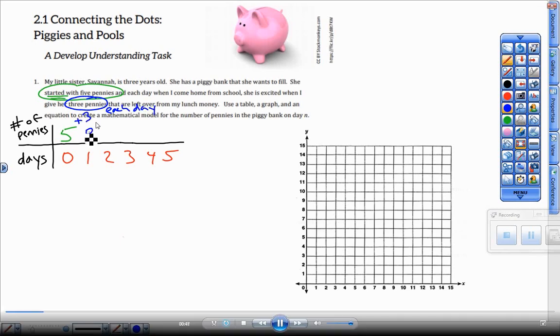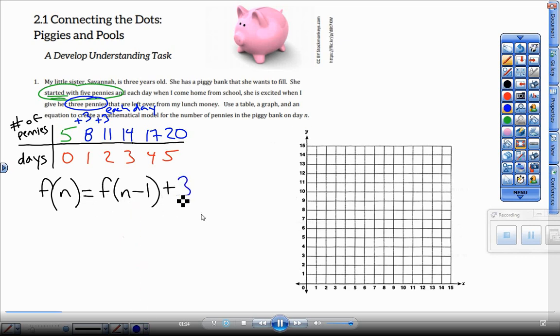Plus 3 gives me 8. Plus 3 gives me 11. Plus 3 more, 14, 17, 20. The equation, I could write f of x equals 3x plus 5, but since this is a discrete pattern, we're going to write it as f of n, using n instead of x, equals f of n minus 1 plus 3. Again, because she's waiting every day to get money from her father, that makes this discrete. Or Savannah's older brother, I guess I should say.